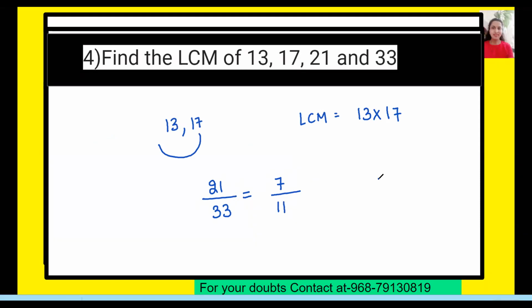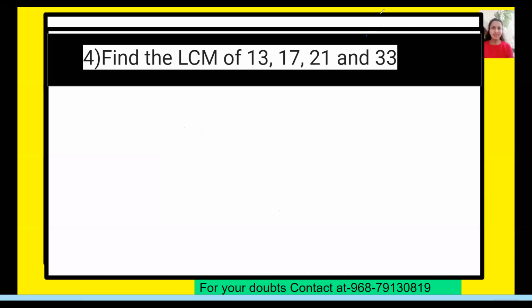We will just multiply, so 21 times 11. This gives you 231. Okay. So now we see the LCM of 21 and 33 is 231. And the LCM of 13 and 17: there is nothing common, so 13 into 17 into 231. That will be our answer. Let's go to the next question for today.